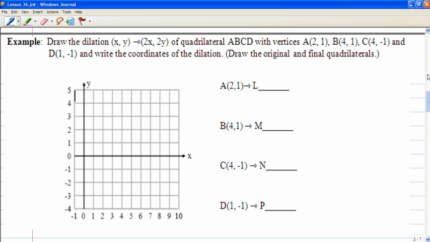So I'm actually going to do this in the reverse order. I like to write the coordinates first and then do my graphing. So let's see. It says that I'm going to multiply both x and y by 2, because there's a 2 in front of the x and a 2 in front of the y.